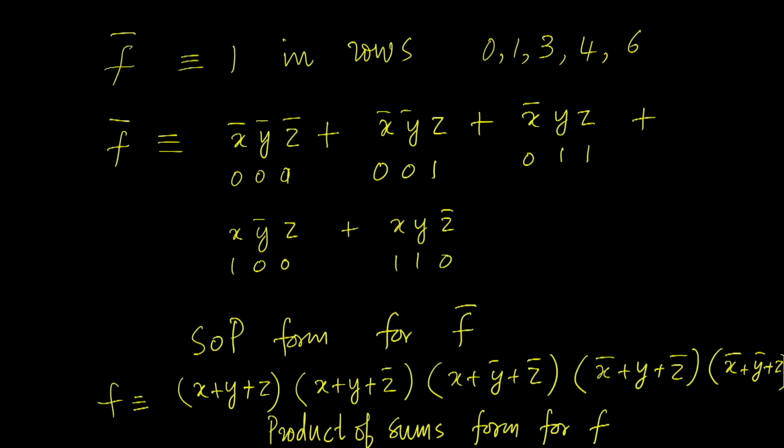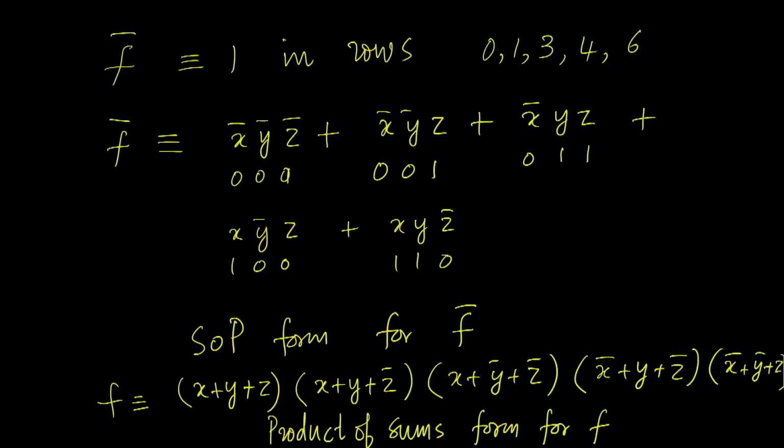From the truth table for f, we construct the truth table for f bar. F bar is true in certain rows. You identify all the rows in which f bar is true. These are precisely the rows in which f is false. Then from these rows we construct the sum of products form for f bar. Then if you apply De Morgan's law on this sum of products form for f bar, we get the product of sums form for f.